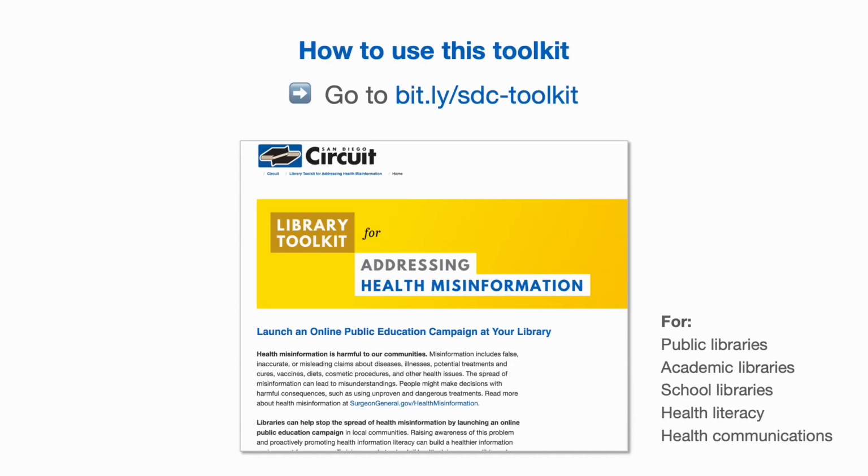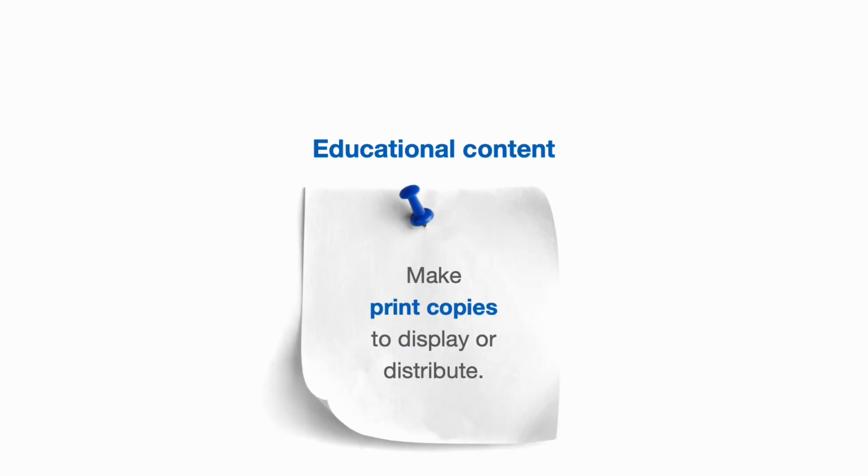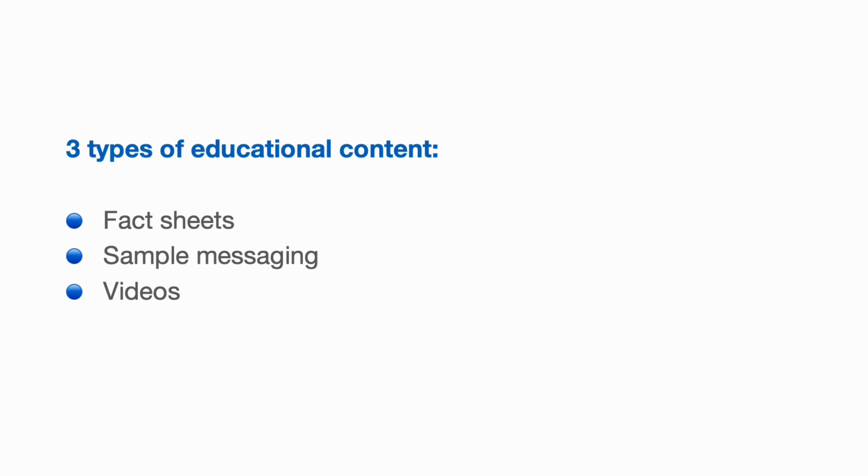Our toolkit helps you launch the campaign. It's designed for library workers who serve communities in public, academic, and school library settings. Organizations in health literacy and health communications may also find this toolkit helpful. Our toolkit supplies educational content for a campaign. You can share this content on your library's social media, blogs, websites, digital displays, newsletters, and other communication channels. You could also make print copies to display in public areas or distribute at library events.